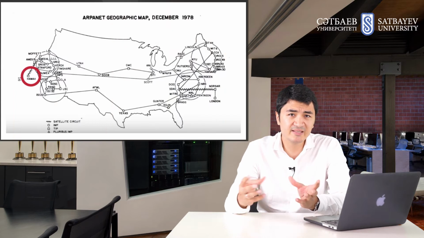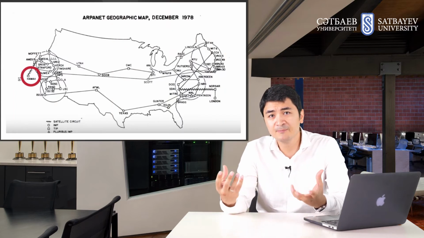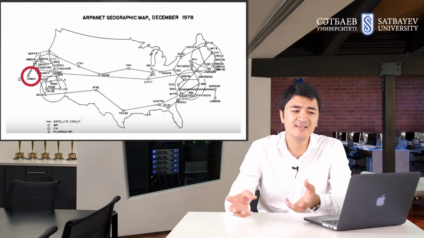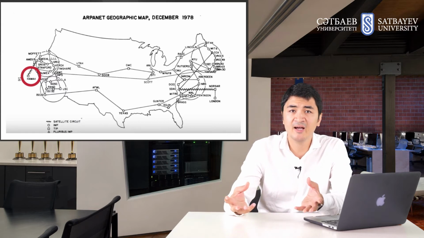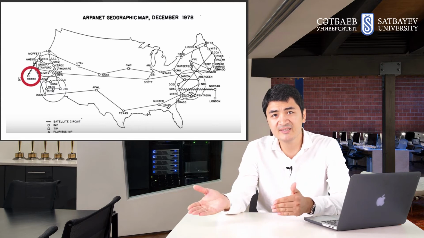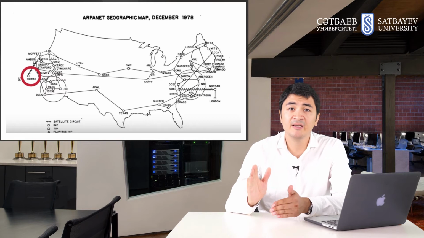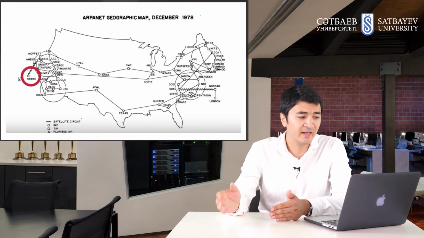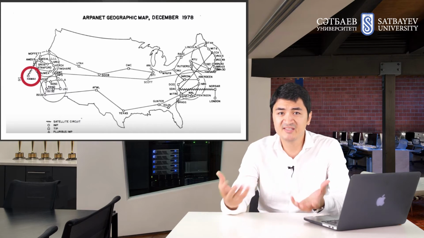And on the next slide, you can see a general schema of all of the participants within this network of computers in 1978 that connected the West Coast and East Coast of the United States, and even already connected London and Hawaii with satellite data exchange.